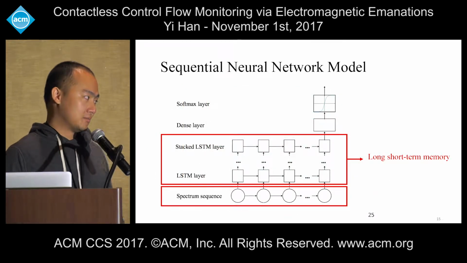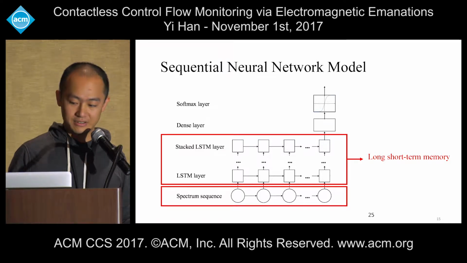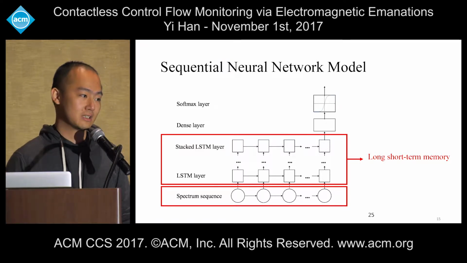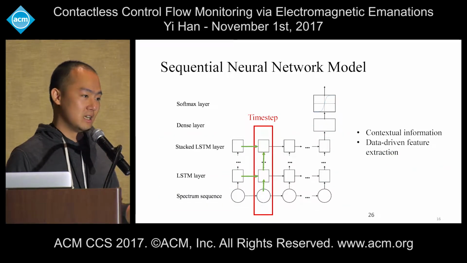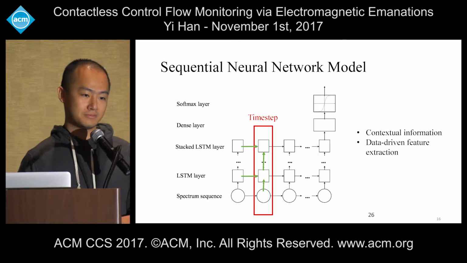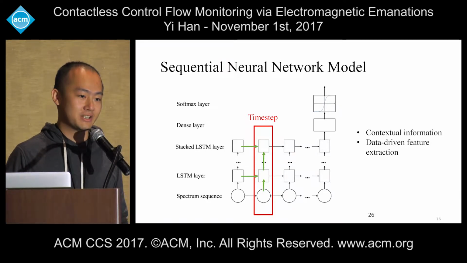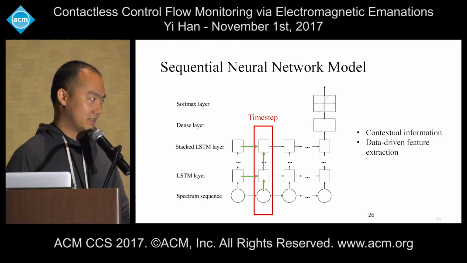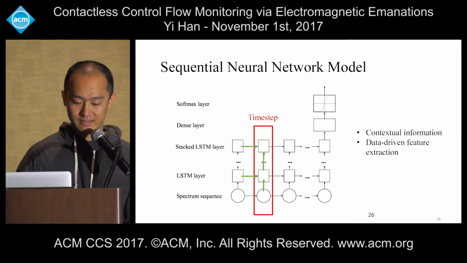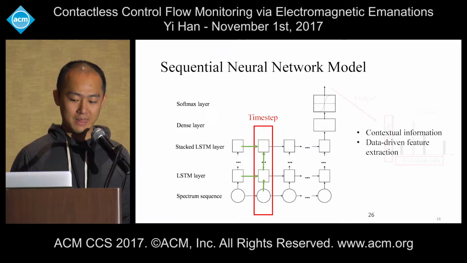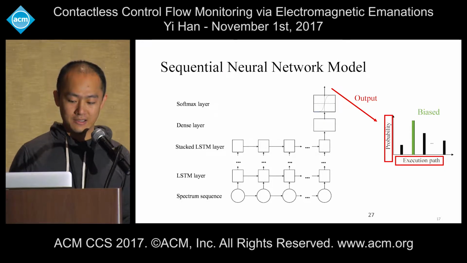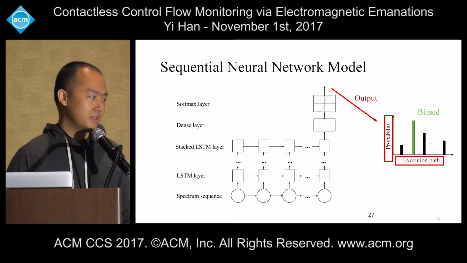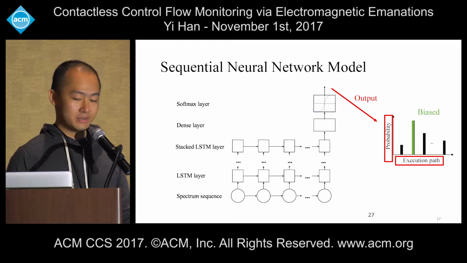And then we go to the program behavior modeling stage. Speaking of the choice of models, considering we have a sequence input, it's intuitive to use a sequential neural network model. This is essentially a sequence classification model where we have our spectrum sequence as the input, and the model predicts the control flow that the current execution takes. We employ long short-term memory neural network units to process the input sequence.